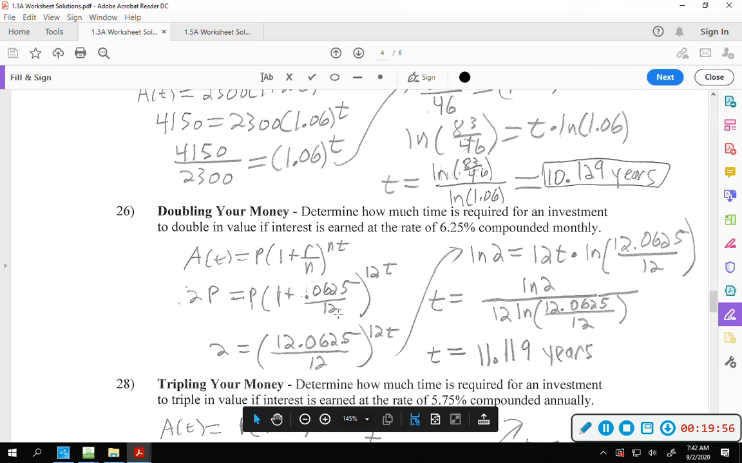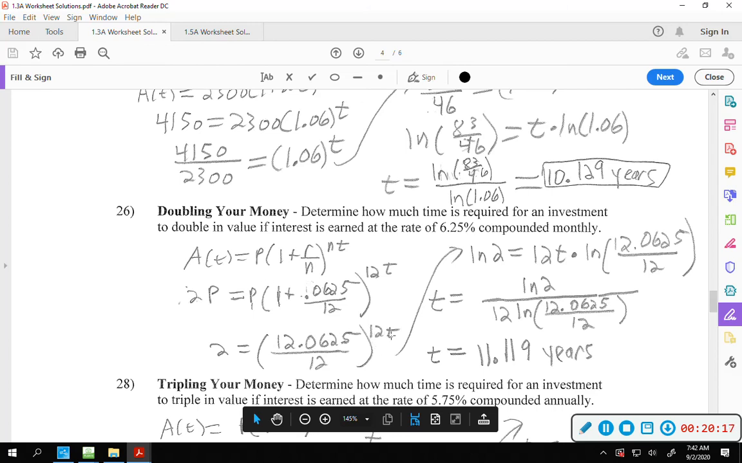Why did I do this? It's just easier to deal with instead of two separate terms. If I make this 12 over 12, I now have a common denominator. And 12 plus 0.0625 is 12.0625 divided by 12. This is just an easier way. It's one fraction instead of two separate terms.